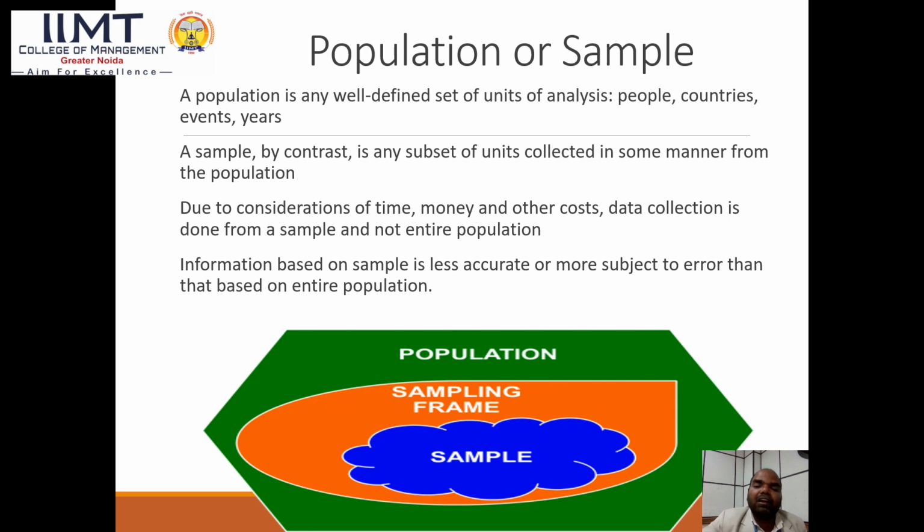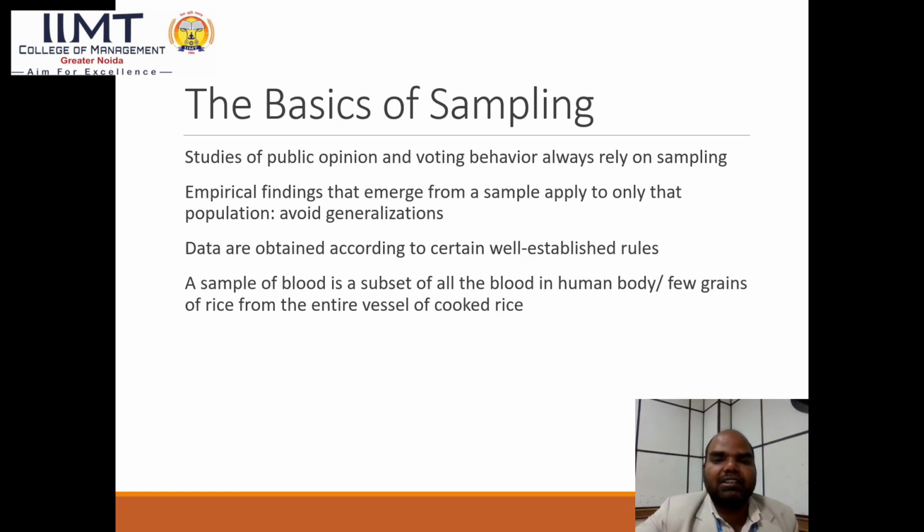We see here an image: population, sampling frame, and sample. A sample is a smaller representation of a large whole. The basics of sampling: sampling is a process. A sample is collected by a systematic process. Our whole process is called sampling. A study of public opinion and voting behavior always relates to sampling.